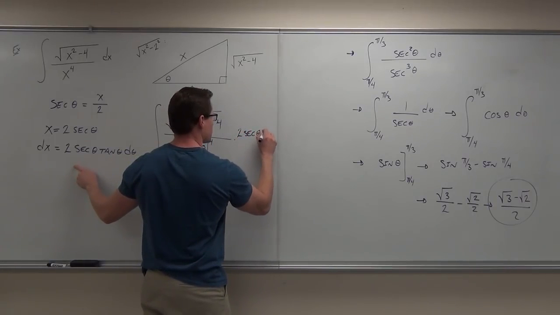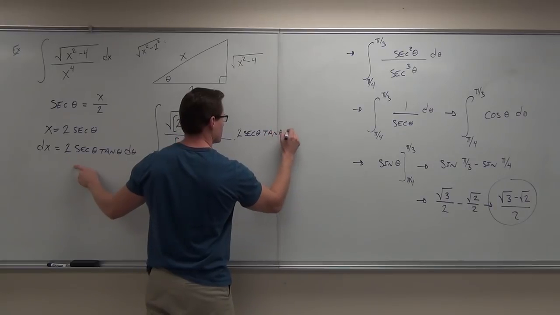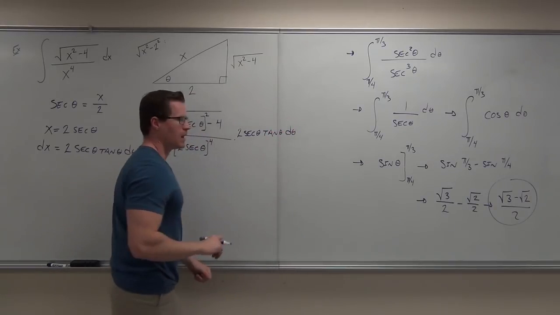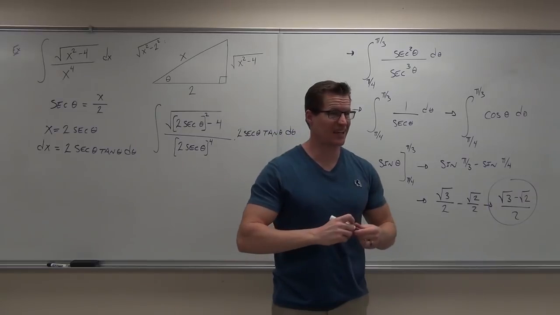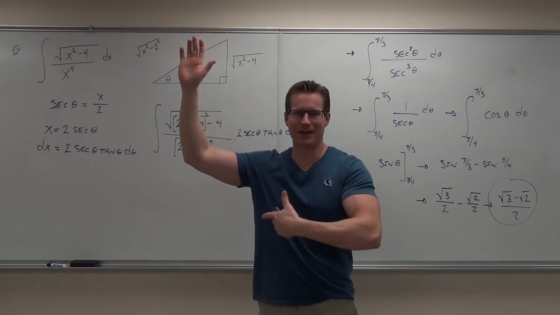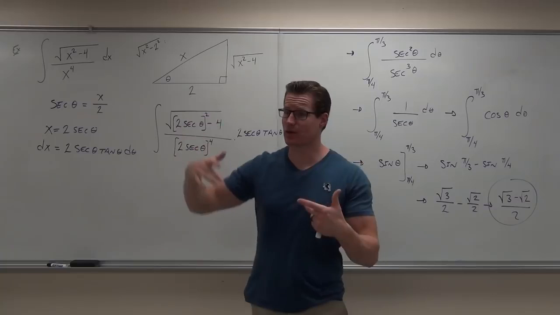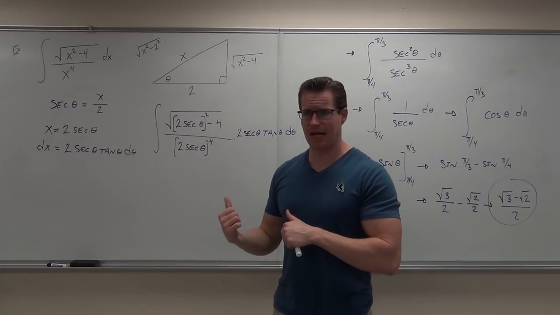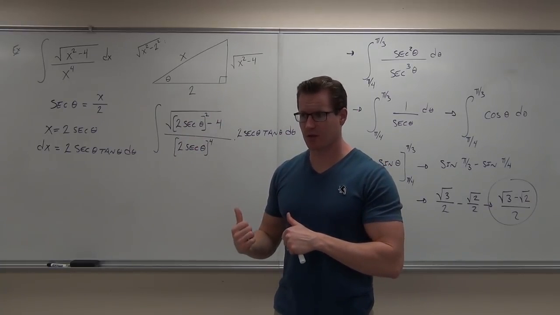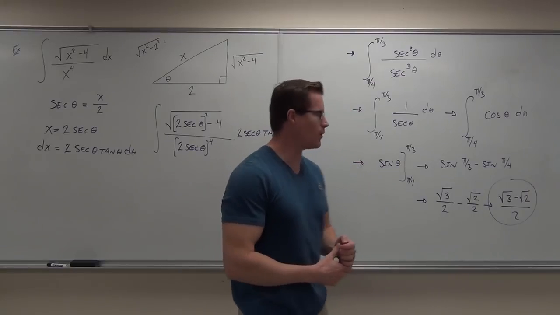So 2 secant theta tangent theta d theta. What I want to know is, show of hands, if you got exactly that on your paper. I know you do now, but before I did it, how many people had that? That's good. That's great. That's the first step. If you didn't, does it make sense how to get that? Are you sure? It's going to take some practice, right? We've got to get this stuff down.